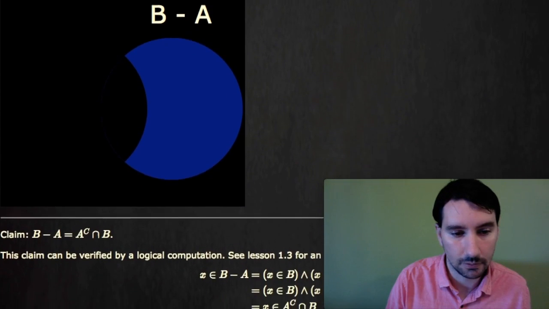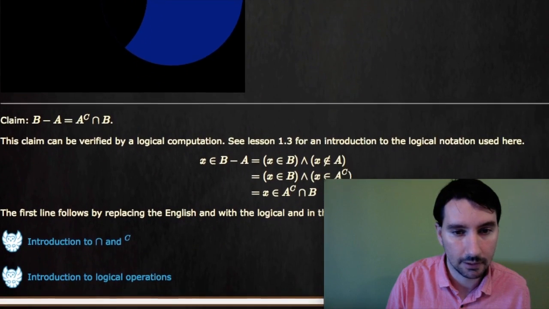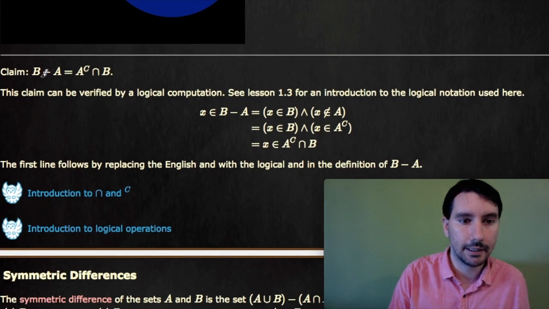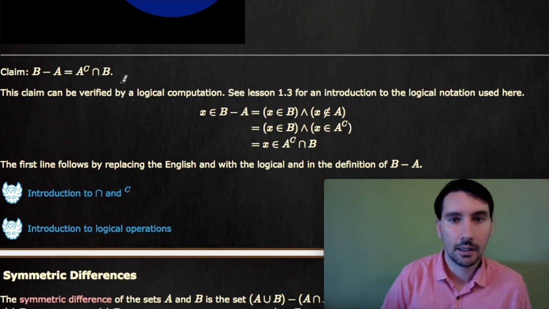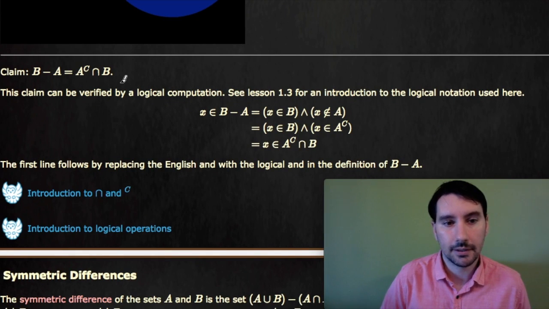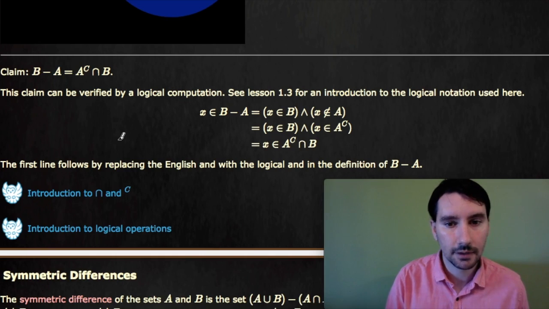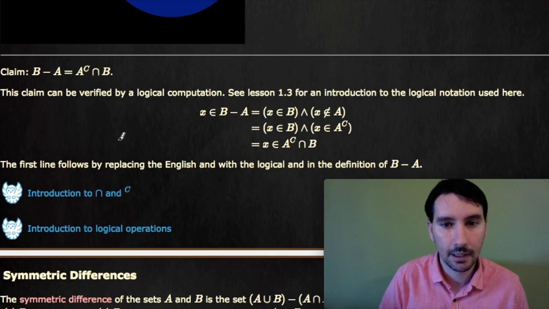Another way to represent B minus A with operations that you're already familiar with is that B minus A is equal to A complement intersect B. You could think through why that's the case before you actually compute it. A complement intersect B means everything in B that's not in A, which is the same thing as saying everything in B with A taken away. So it's the stuff in B that isn't in A.